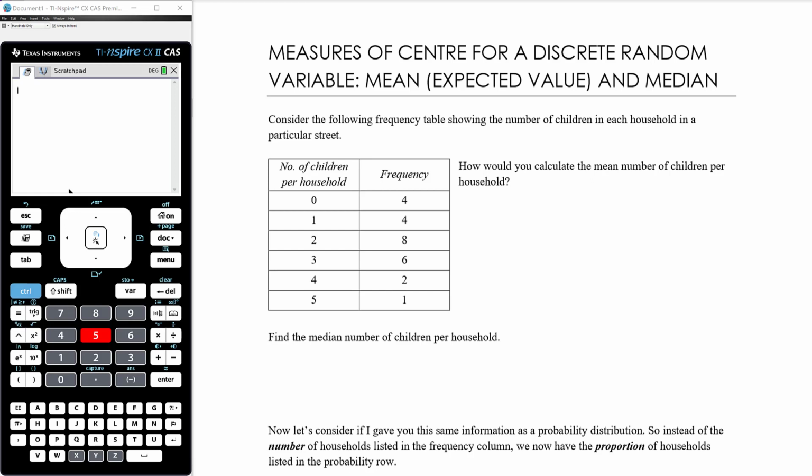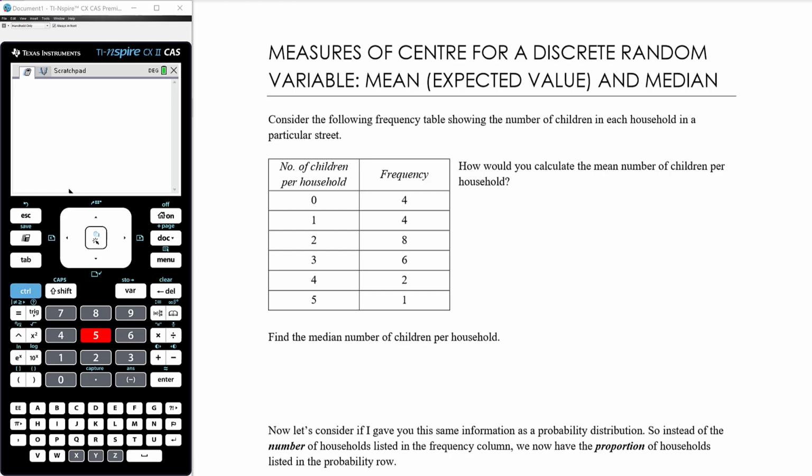When we're talking about probability distributions, we refer to the mean as being the expected value. Certainly when we talk about discrete probability distributions, that is what we would expect to happen if we were to do this probability experiment repeatedly. That would be the average thing that would occur.